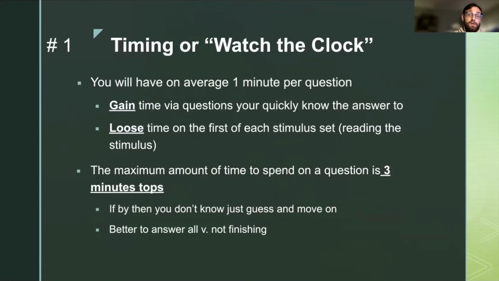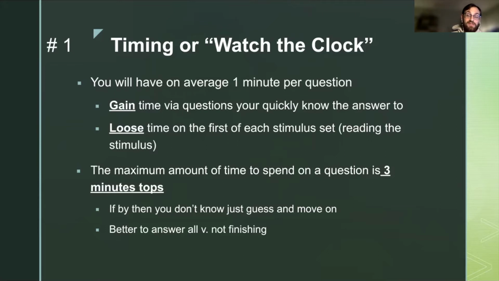All right, tip number 1. Timing, where you got to watch the clock. You will have an average of 1 minute per question. Now, that may seem tight, but you will gain some time inevitably because there will be questions that you know right at the gate, and you can quickly answer those without taking your minute. You will lose time when you read the stimulus of each question set. So you have to balance it out, but watch the clock.